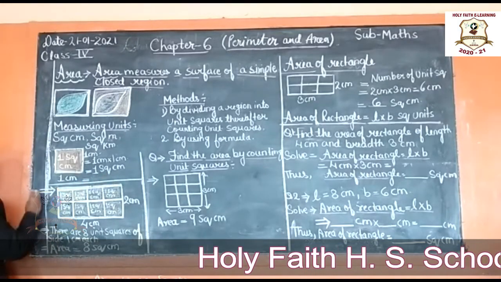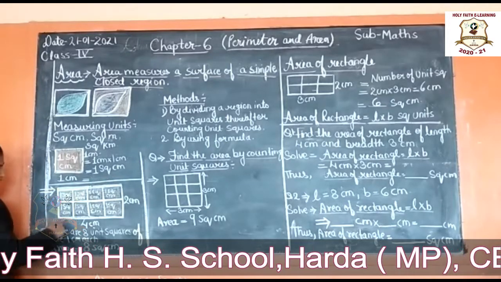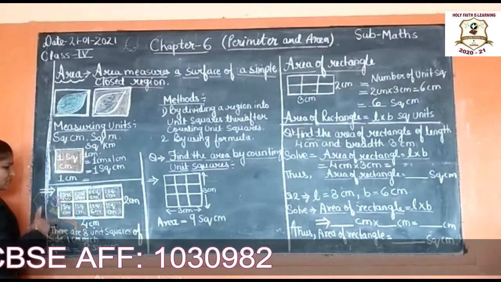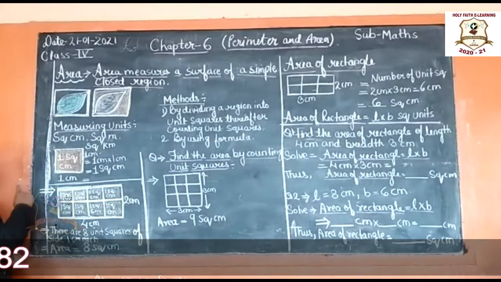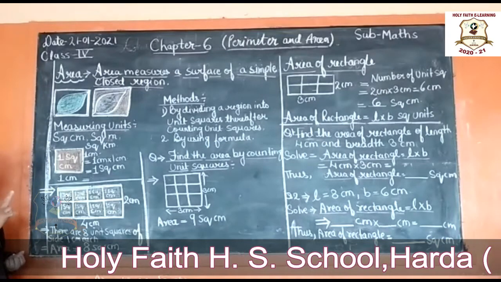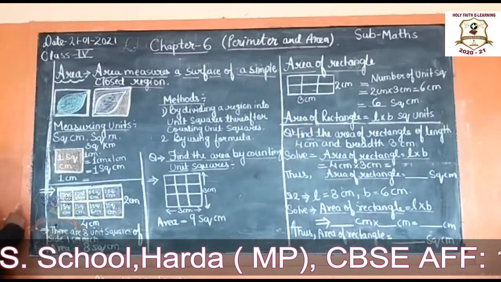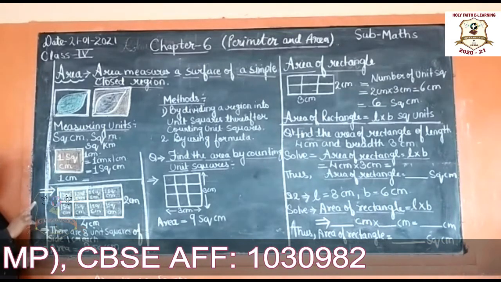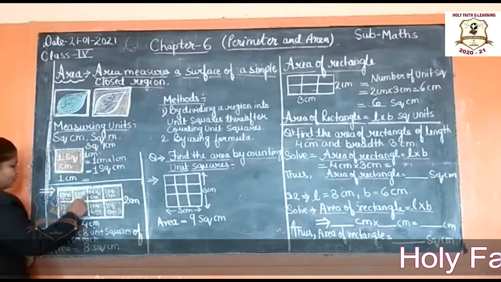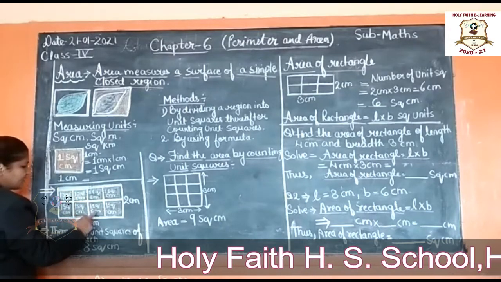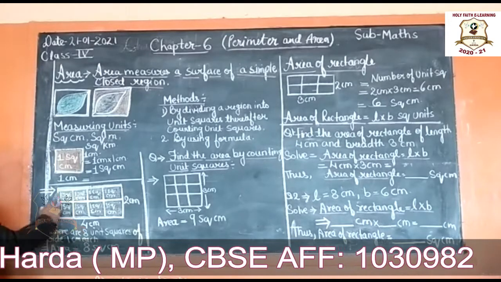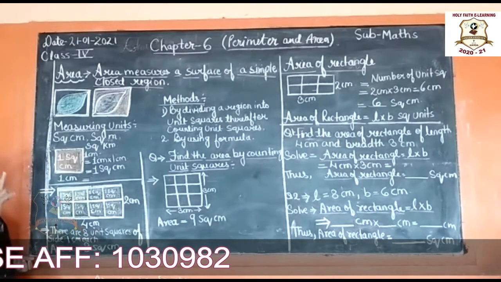Okay students, now here the second one. This figure is given, a rectangle. This rectangle is also divided into unit squares of 1 square centimeter. There are 8 portions: 1, 2, 3, 4, 5, 6, 7, 8. So there are 8 unit squares of side 1 centimeter each.